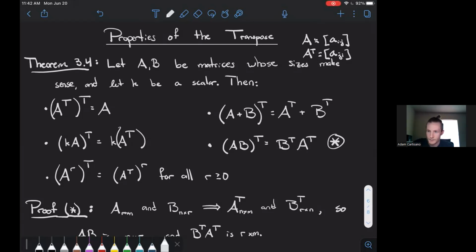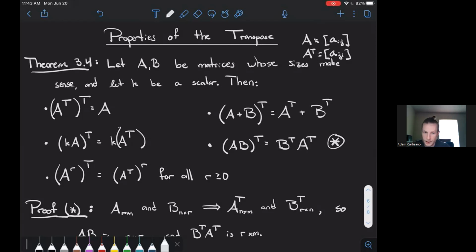Well, okay, let's look at the first property. The transpose of the transpose is the original. That makes sense, right? Because to get to the transpose, you flip the rows and columns of A, well then flip them again. You'll get back to where you started from, right? Same thing if you were to scale the transpose, that's like multiplying the transpose by a scalar multiple. That's the same as multiplying the original matrix by a scalar multiple and then taking the transpose. So these make sense.